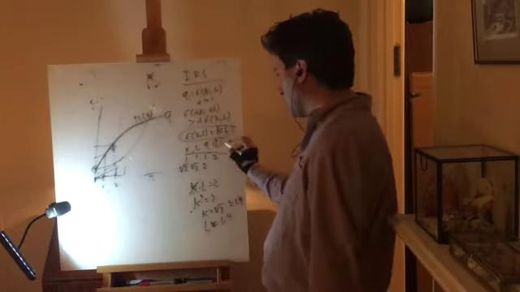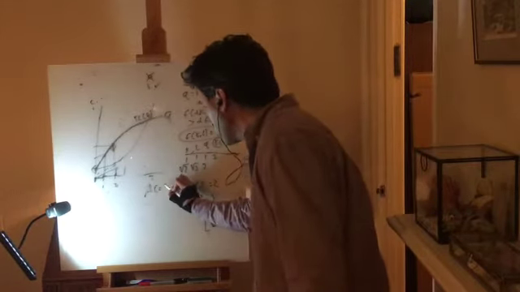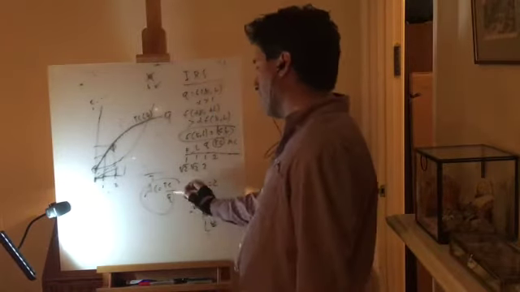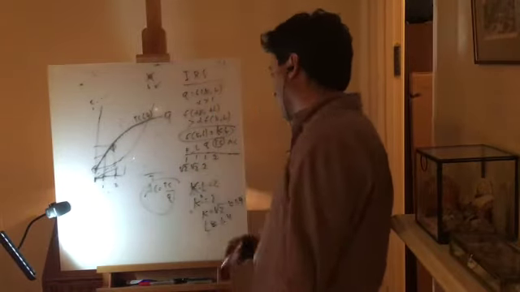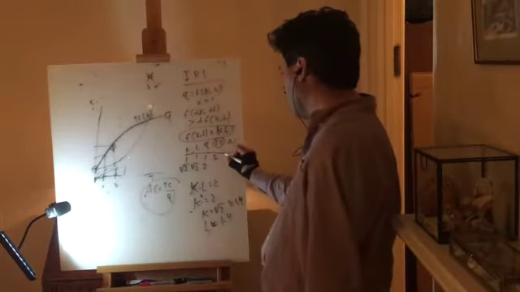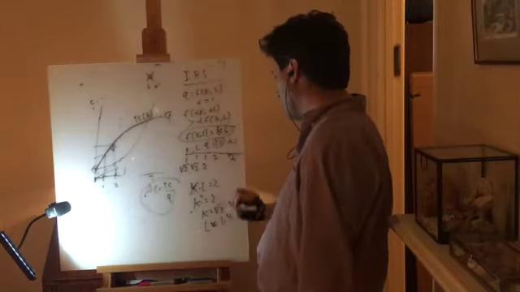Sorry, average cost is total cost divided by quantity. Right, average cost equals total cost divided by quantity, or total cost is average cost multiplied by quantity. It should be fairly intuitive. Okay. Total cost is 2. Average cost is 2 divided by 1 equals 2.